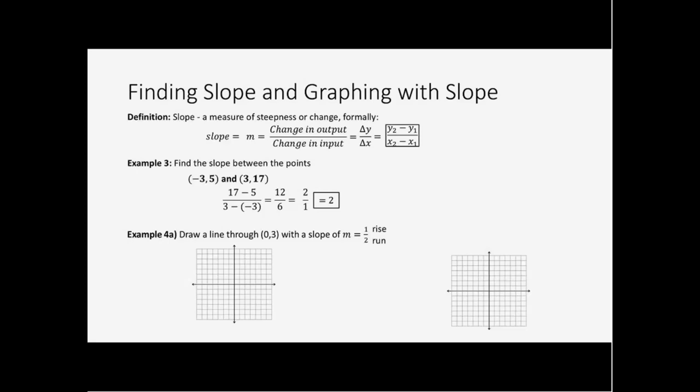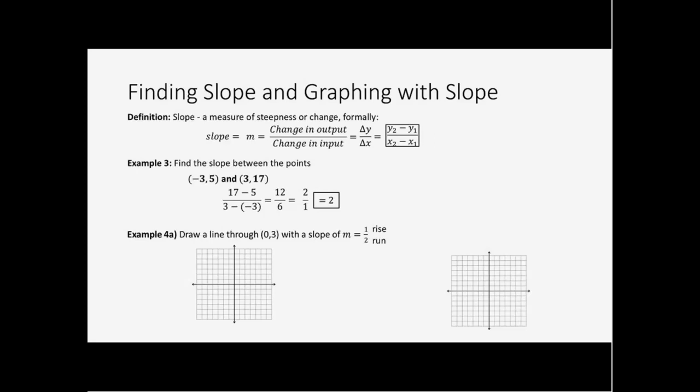rise over run, which means that the rise is my change in my output, my run is my change in my input, or my rise is my change in y, my run is my change in x. It's just a quick way to remember it. You don't have to remember it that way. It's very common though when people say, oh, slope is rise over run. That is what they mean.